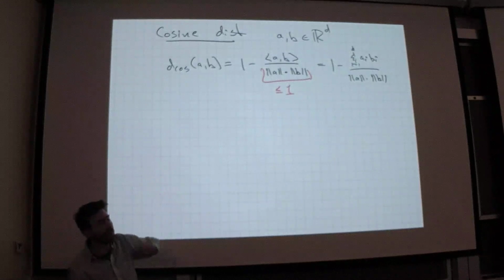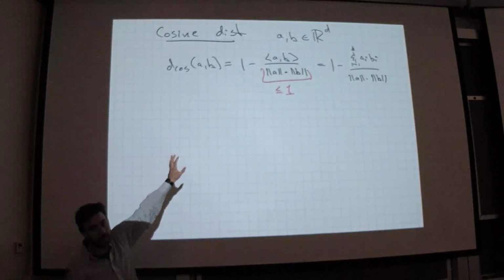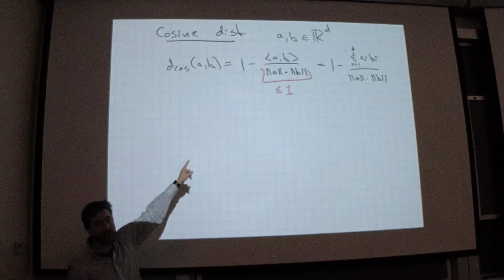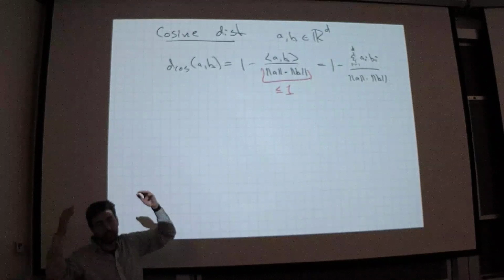It's forcing it to be between 0 and 1. So that means this term cannot be negative. And it's symmetric between A and B. So the first two properties hold.